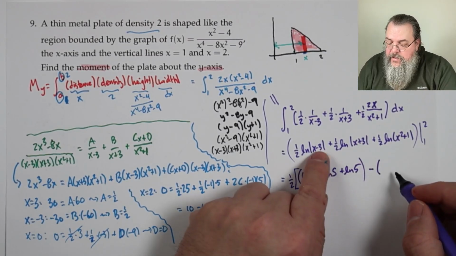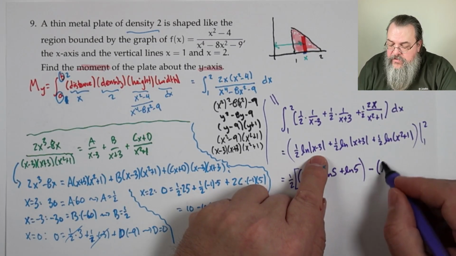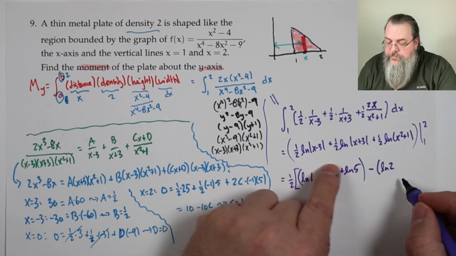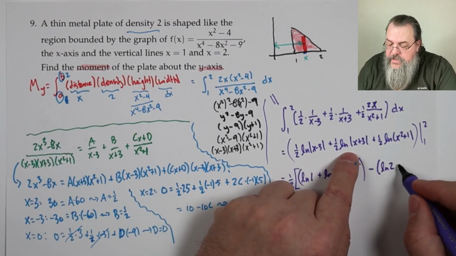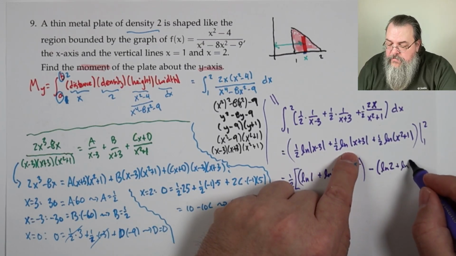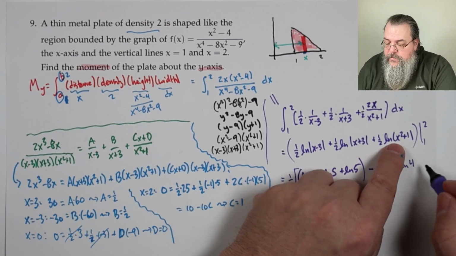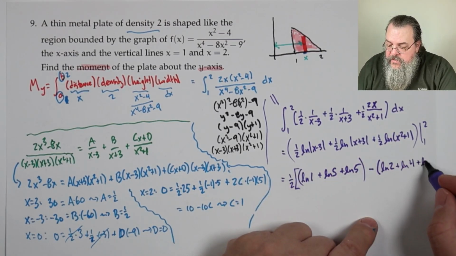Subtract. Okay, 1 minus 3, negative 2, but absolute value makes 2. 1 plus 3 is 4. 1 squared plus 1, 2.